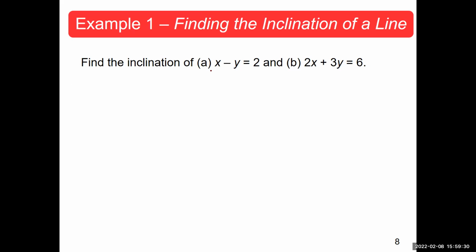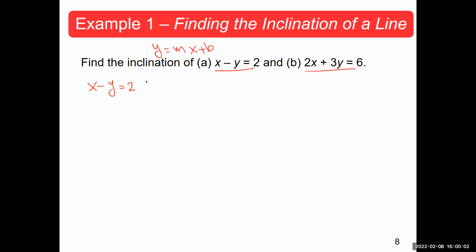It said find the inclinations of those two lines. If I know m, then I know the theta, right? All I need is to find m. The first example, x minus y equals 2. I need to reorganize it this way. See, the general form, y equals mx plus b. So I need to write this equation in that form.